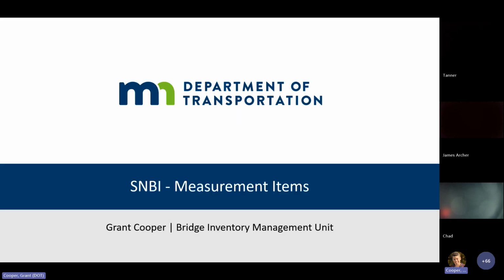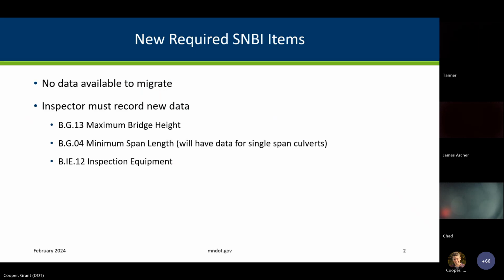All right, we'll get started here. So we're going over the measurement items. There's 3 items. We don't have any data available to migrate, and so we need the inspector to record new data.